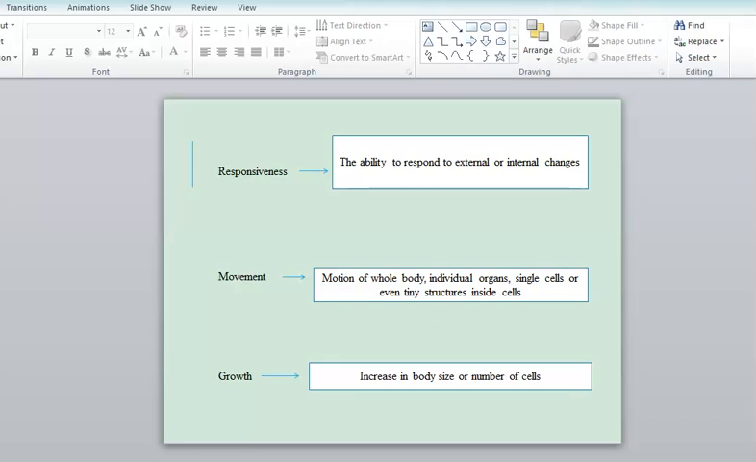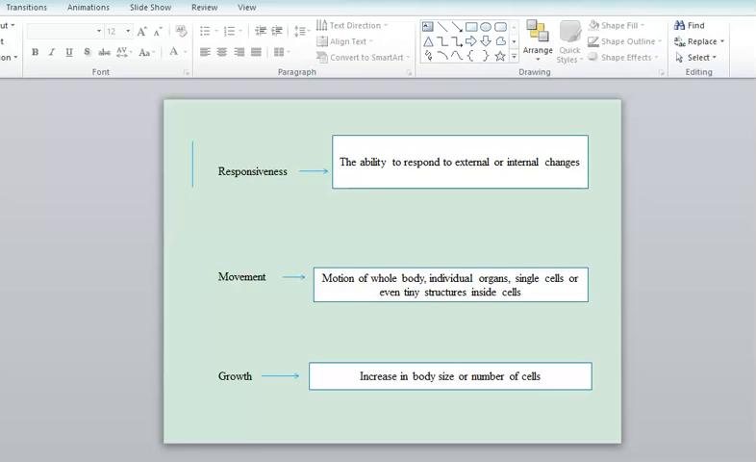So another important feature is movement. Movement means motion of the whole body, individual organs, single cells, or even tiny structures inside cells. We human beings can move from one place to another. But movement doesn't mean that we have to move from one place to another. Even if we are sitting idly or sleeping, some movements are happening inside our body also. For example, the movement of intestines to move the food down into the digestive tract. So these are also part of movement.